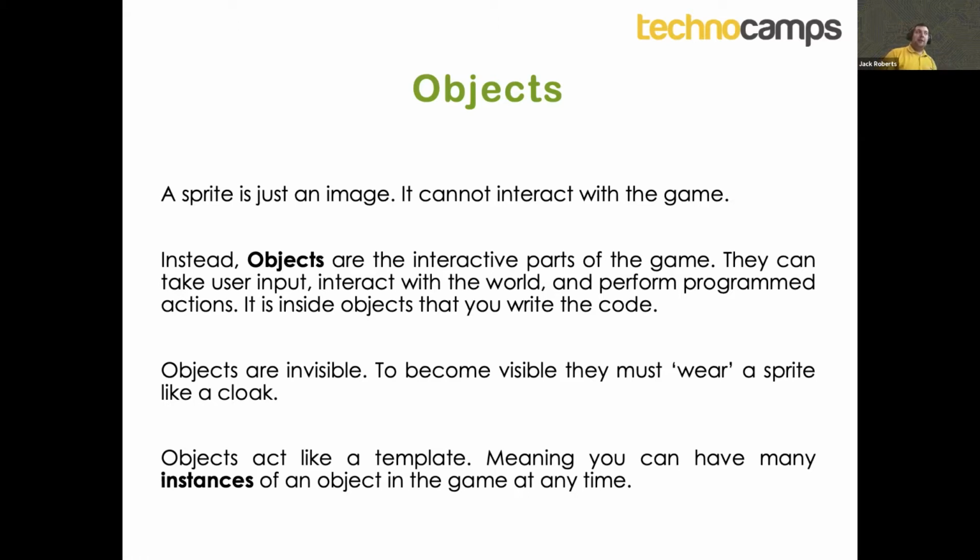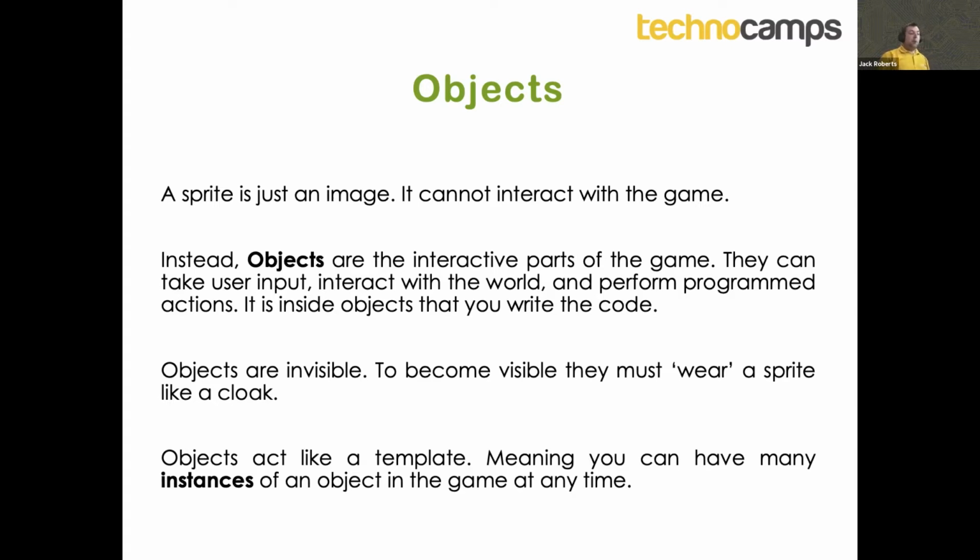Objects are invisible. So the only way they can actually be visible is if they wear a sprite like a cloak. And that means that for everything we want in our game, we need it to have a sprite. We also need it to have an object. A sprite for the image data, for the visual aspect, and an object for the programmable or the interactive aspect.